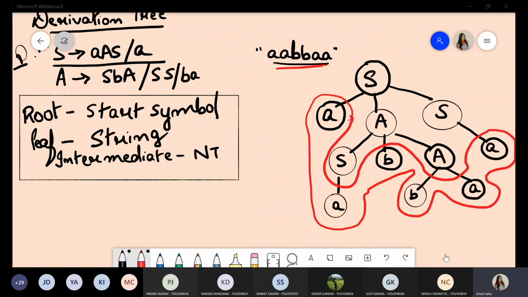Okay, so next you can do one more question like the one we have taken for the leftmost and the rightmost derivation. Later on you can practice with the derivation tree. I'm not taking it much ahead.